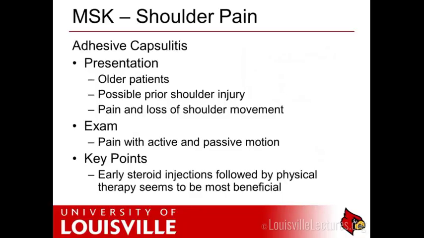The other major one is adhesive capsulitis. These are likely to be older patients. They may have had a prior shoulder injury. I did read that people with diabetes are also more likely to develop adhesive capsulitis. They're going to complain of pain and loss of shoulder movement.